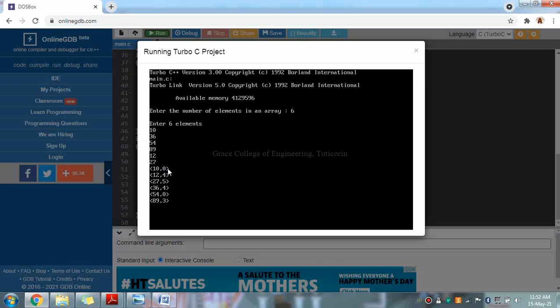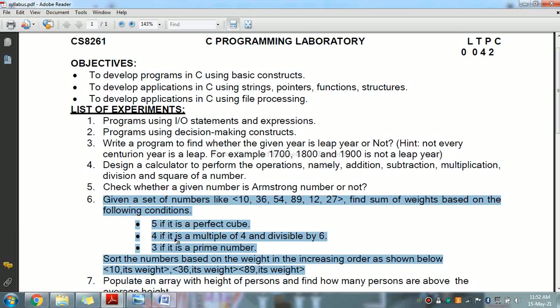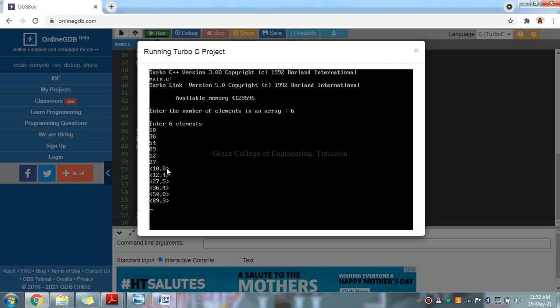In the syllabus, the conditions are given: at least one condition must be satisfied, either it is a perfect cube, or a multiple of 4 and divisible by 6, or a prime number. If none is satisfied, we mention 0. So the first number is 10, and it does not satisfy any condition, so we give 0.